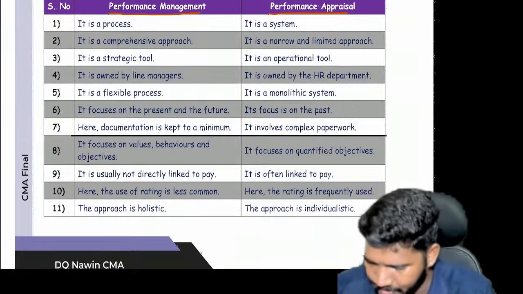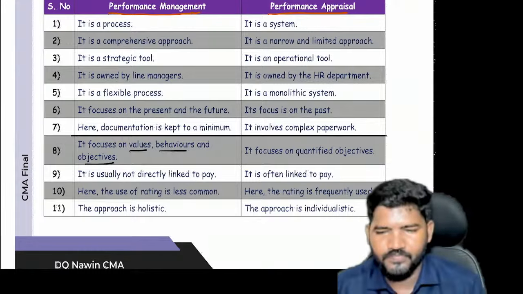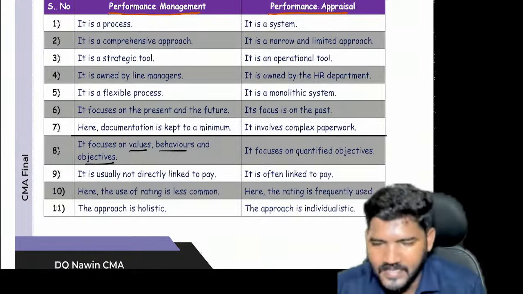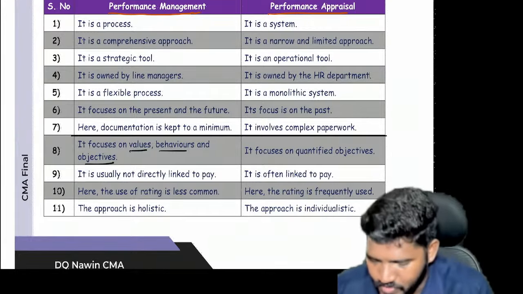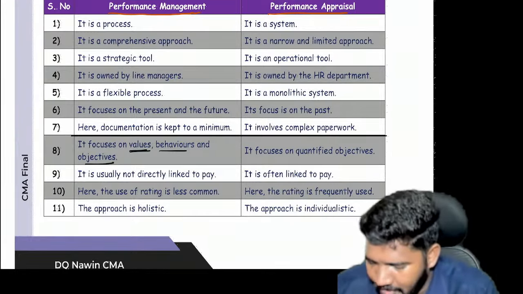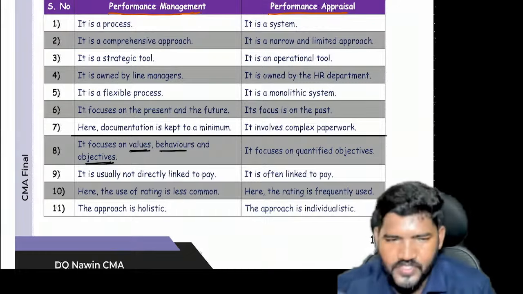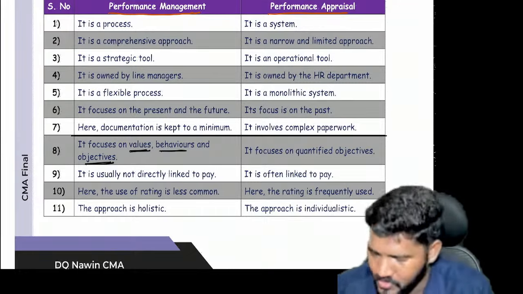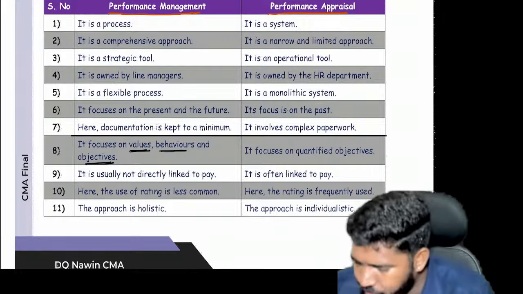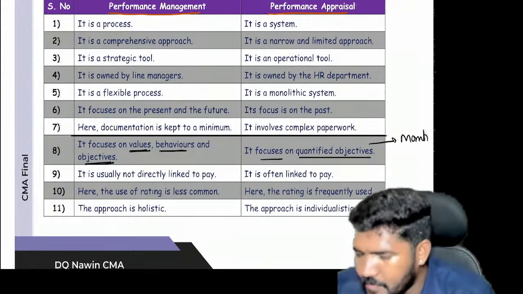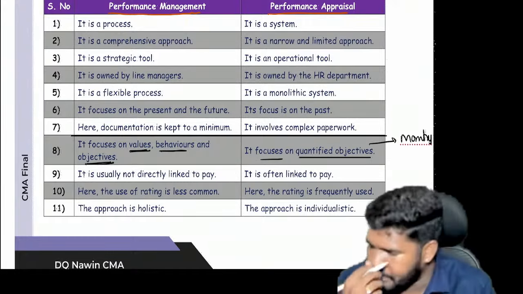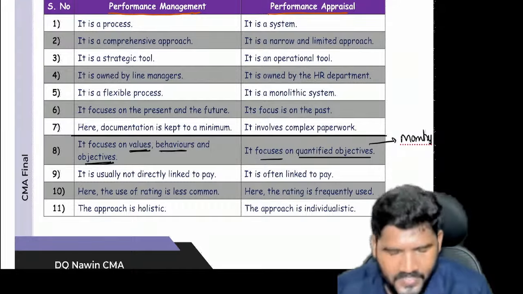Next, the additional points. It focuses on values, behavior, and objectives. Bonus is an example for performance appraisal; those are the words they use here. Performance management focuses on values, behavior, and objectives, not on monetary terms. Appraisal focuses on quantified objectives. The word quantified objectives means monetary values like bonuses and benefits, or a Deepavali bonus, etc.